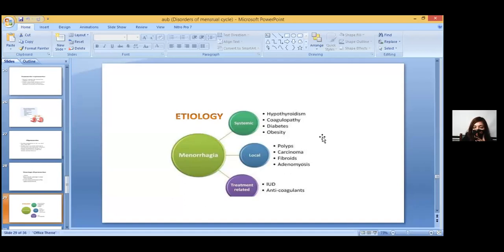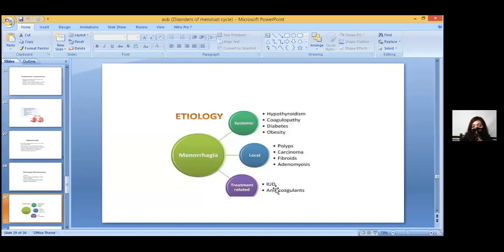लोकल कॉजेस का मतलब कि यूट्रस ट्यूब्स ओवरीज के अंदर कोई प्रॉब्लम है जिसकी वजह से हेवी पीरियड्स हो रहे हैं, वो जैसे पॉलिप हो गया, एंडोमेट्रियल कार्सिनोमा हो गया, सर्वाइकल कार्सिनोमा हो गया, फाइब्रॉइड्स हो गए, एडिनोमायोसिस. ओके, these are the local causes of the menorrhagia. And the treatment related intrauterine contraceptive device, इसको आप IUD नहीं कहते, इसको हम कहते हैं IUCD.